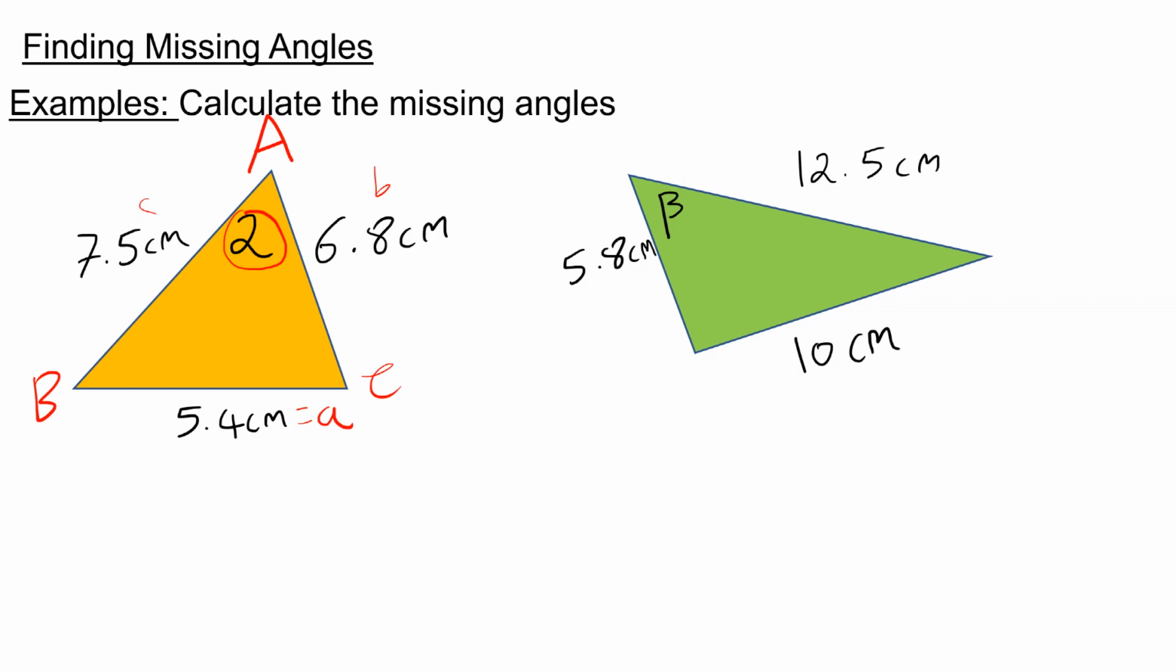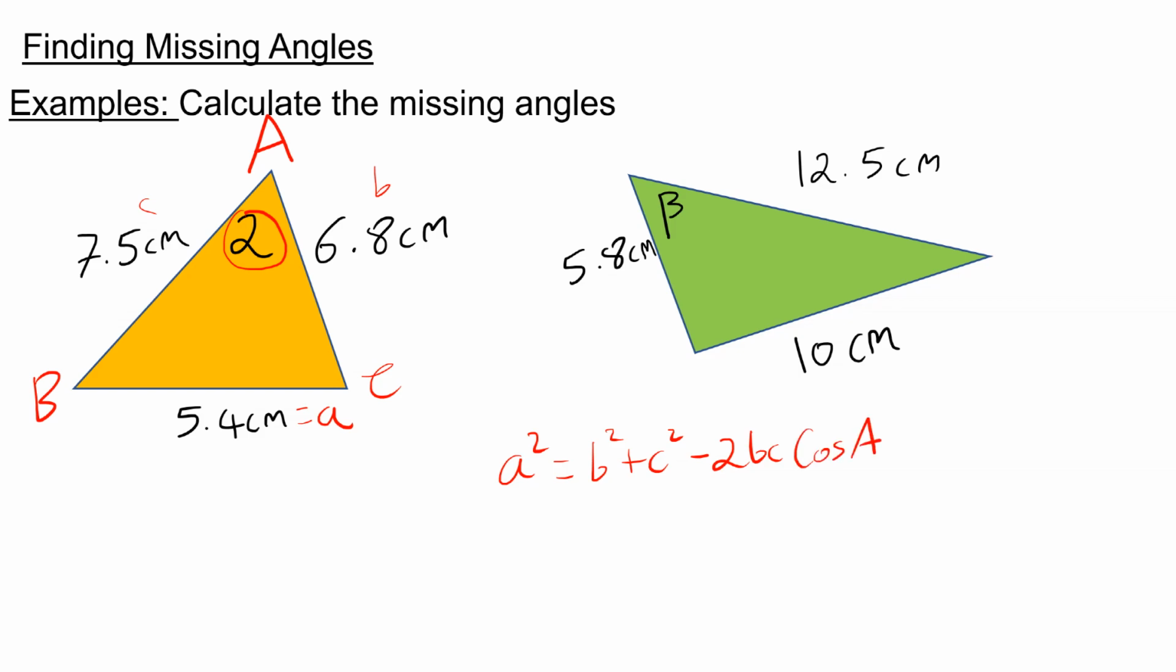So we need to use the cosine rule again. Now I'm going to write the cosine rule and then I'm going to rearrange it. So the cosine rule is a squared equals b squared plus c squared, take away 2bc cos a.